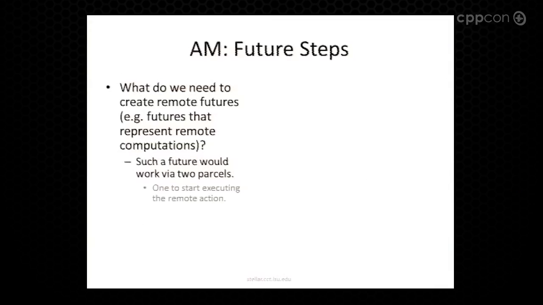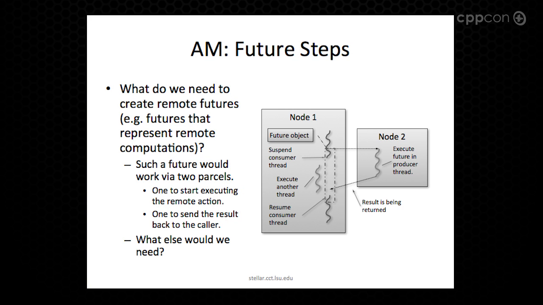So such a feature would work with two parcels here if we want to have these represent remote futures. One's going to start executing the remote action, one to send the result back to the caller. So we kind of got something like this in the remote case for using a sort of distributed future. So I got guy over here.